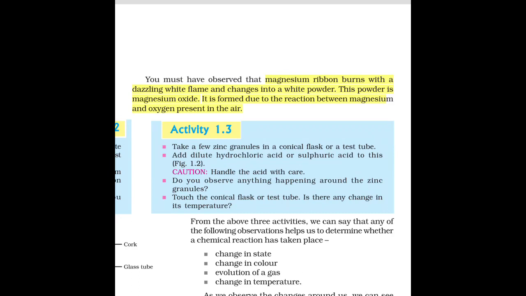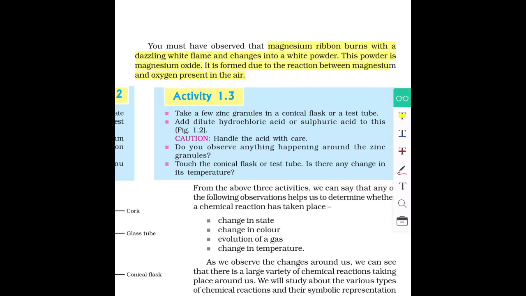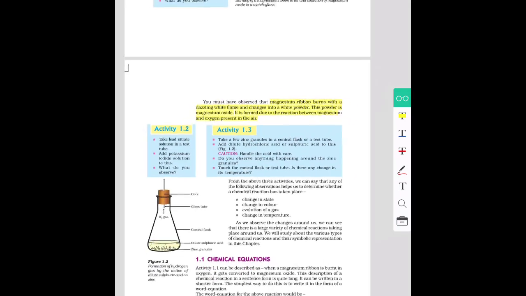So, as we observe the changes around us, we see that there is a large variety of chemical reactions taking place around us. We will study about the various types of chemical reactions and their symbolic representation in this chapter. So, are you all clear with the concept of a chemical change and a physical change? And what is a chemical reaction?